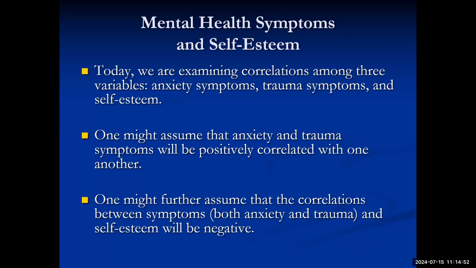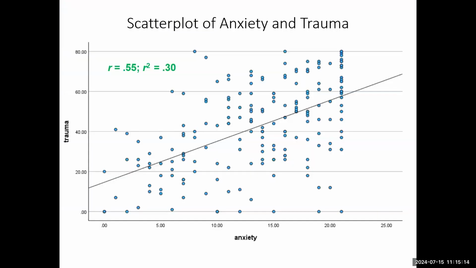Okay, now we might assume a priori that anxiety and trauma symptoms will be positively correlated with one another. And also we might assume that each of the mental health indicators will be negatively correlated with self-esteem, suggesting individuals with higher levels of anxiety will report lower levels of self-esteem. Okay, to the visual displays.